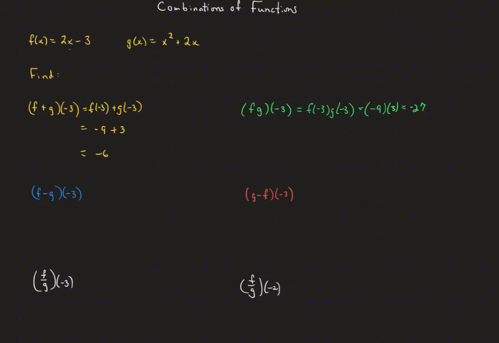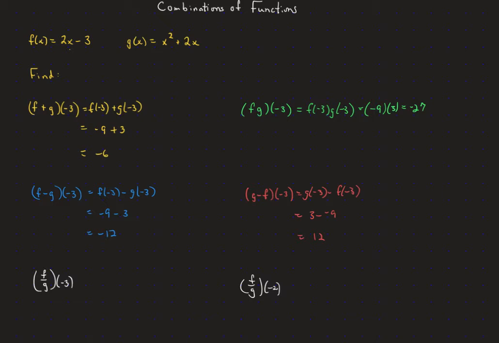For f minus g of negative 3, we'll take f of negative 3 minus g of negative 3. And so we said f of negative 3 was the negative 9, and g of negative 3 was the 3. So that will end up being a negative 12. And changing the order, we're going to get g of negative 3 minus f of negative 3. And g of negative 3 we said was 3, and f of negative 3 was negative 9, so that will be a positive 12.